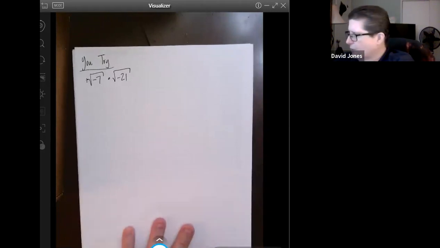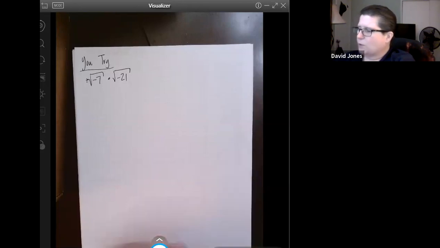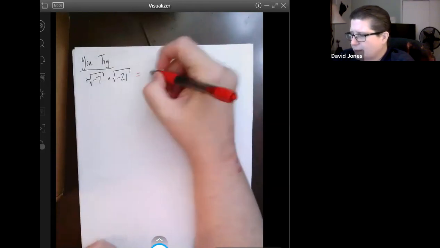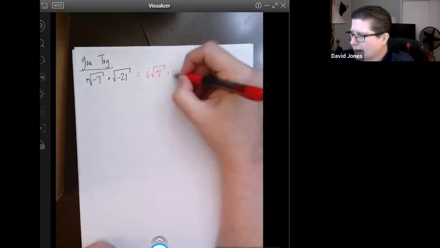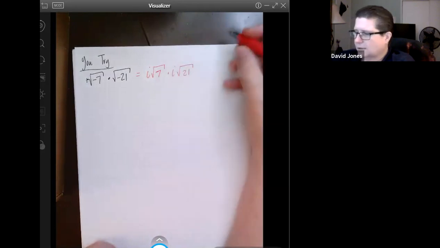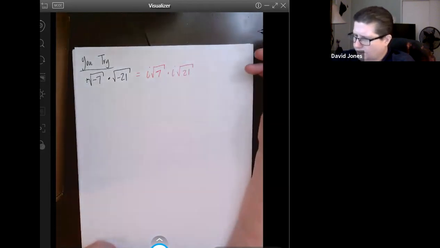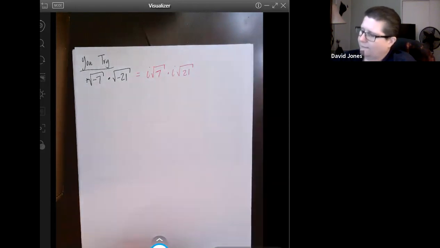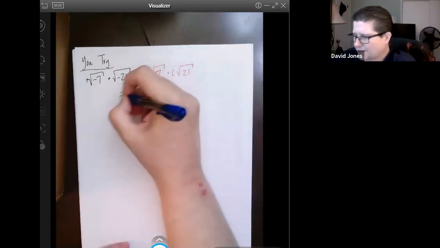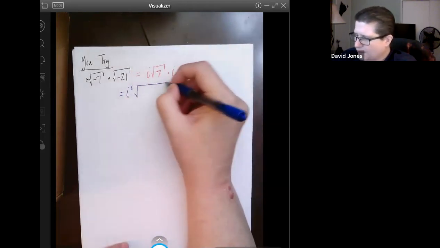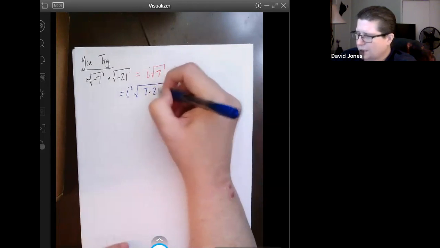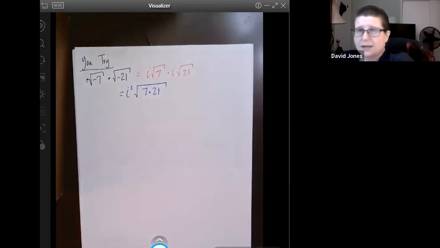All right, I'll assume you paused it. The first thing we want to do is convert this to i's. So this becomes i root 7 times i root 21. I put the i's together. i times i is i squared. And I can put the radicals together. I'm not going to multiply the 7 times 21 because I think it's easier to simplify if I don't, since it's already somewhat factored.